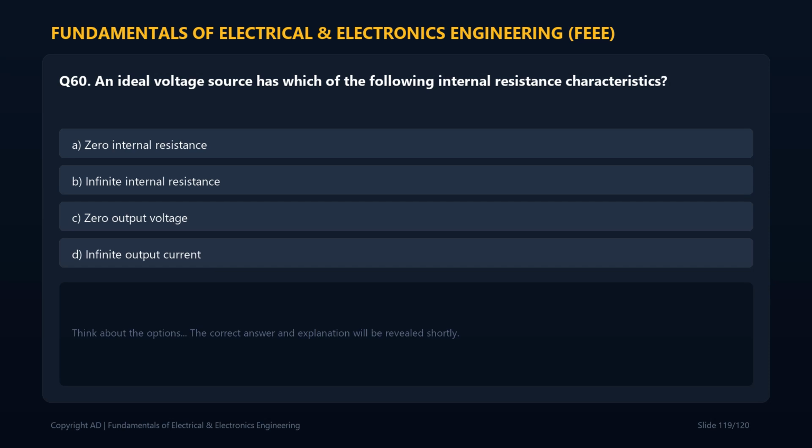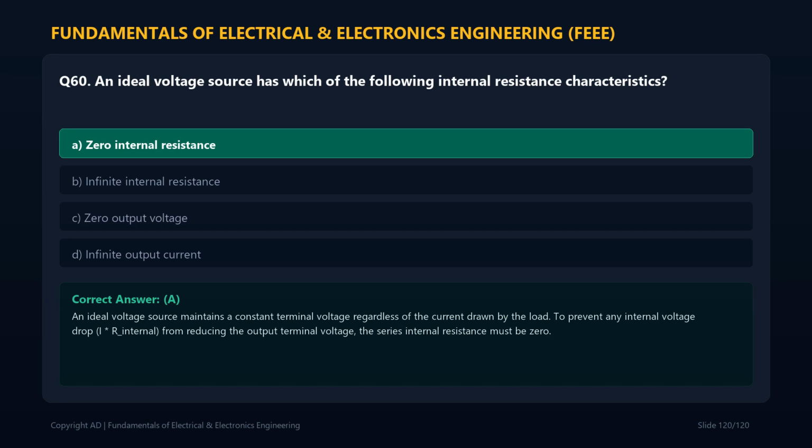Question 60. An ideal voltage source has which of the following internal resistance characteristics? Option A, zero internal resistance. Option B, infinite internal resistance. Option C, zero output voltage. Option D, infinite output current. The correct answer is A, zero internal resistance. An ideal voltage source must maintain a constant voltage under any load, which requires its internal series resistance to be zero.